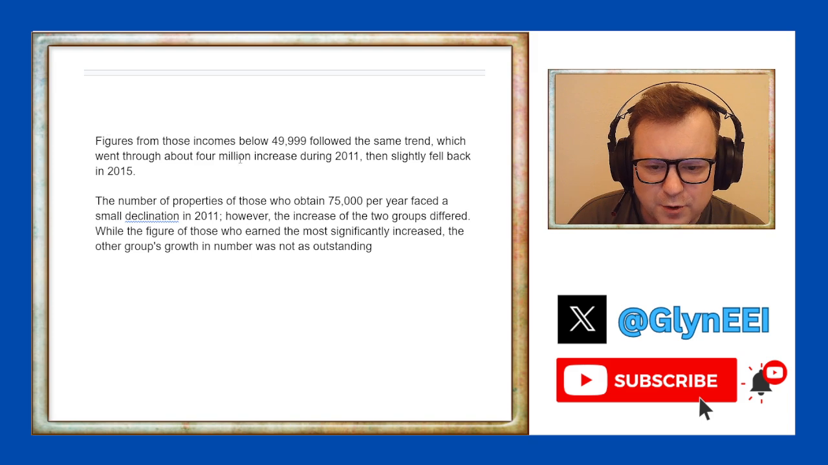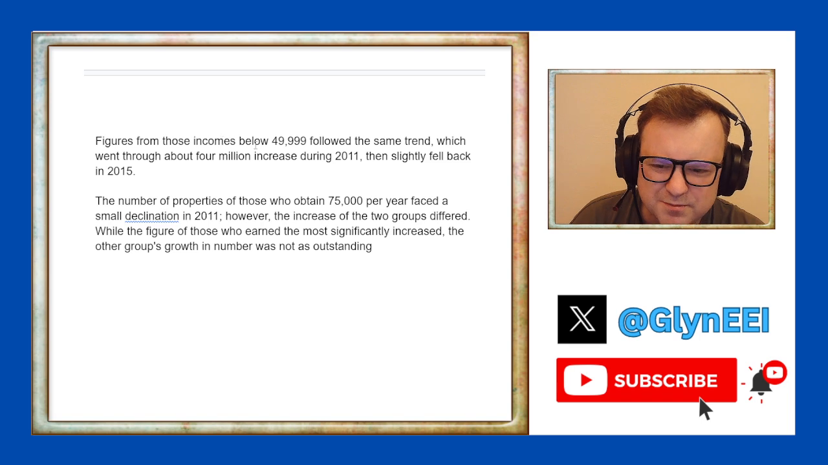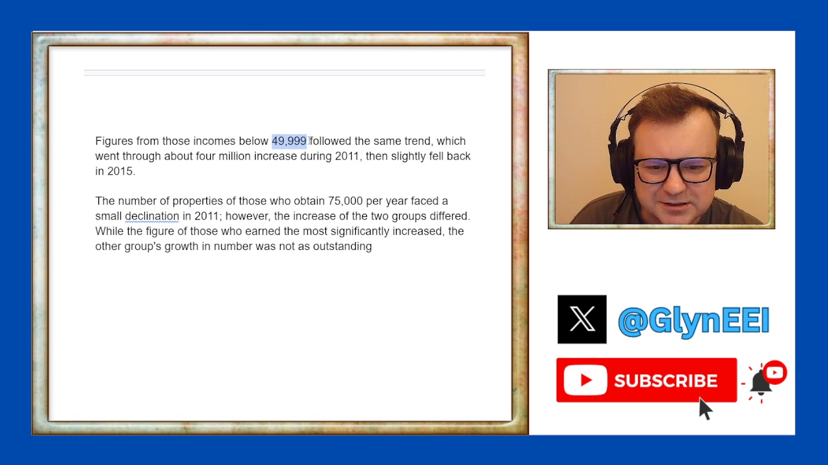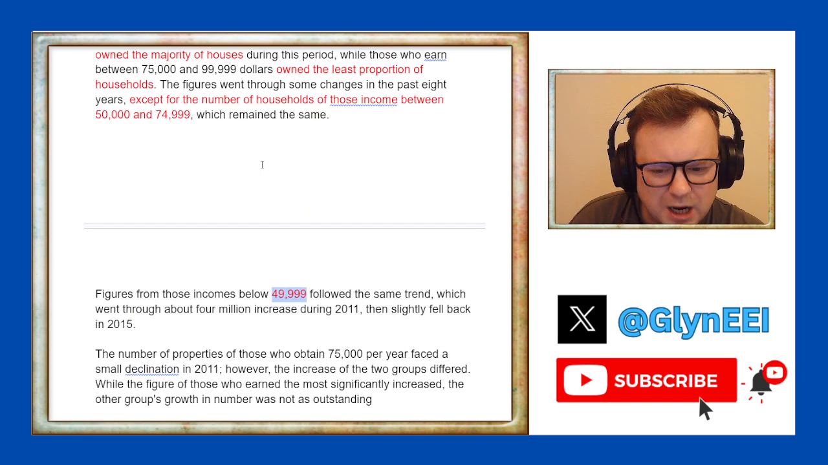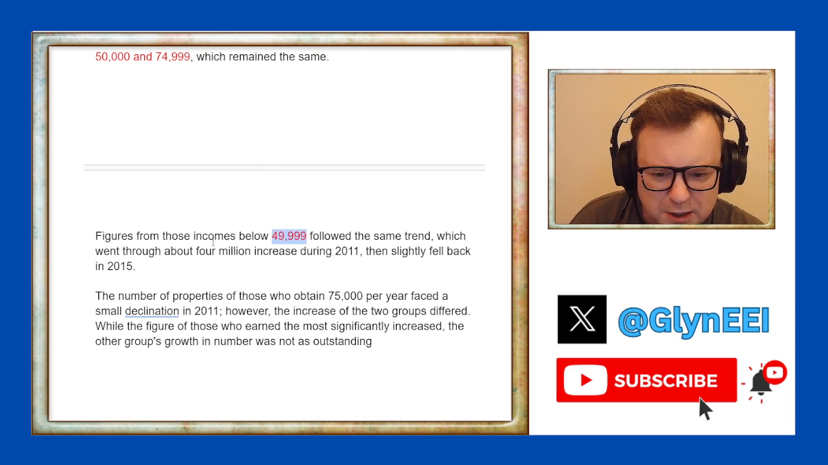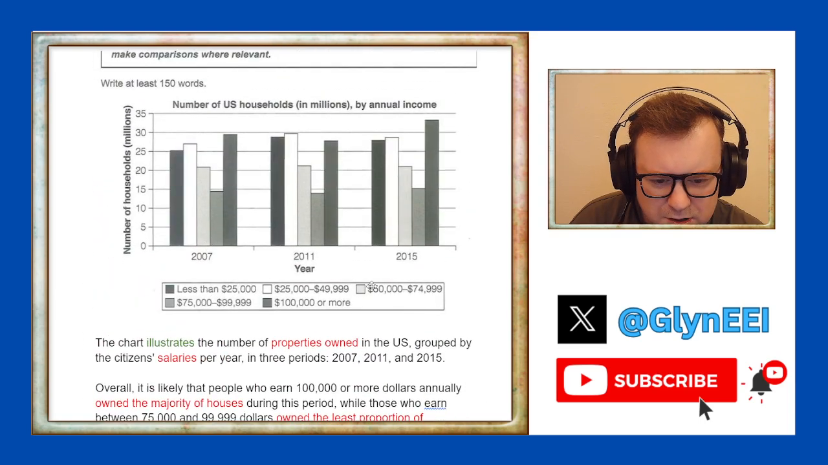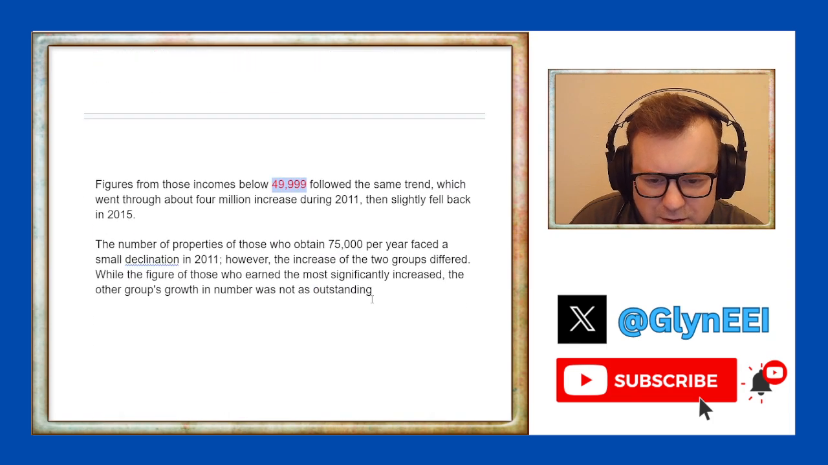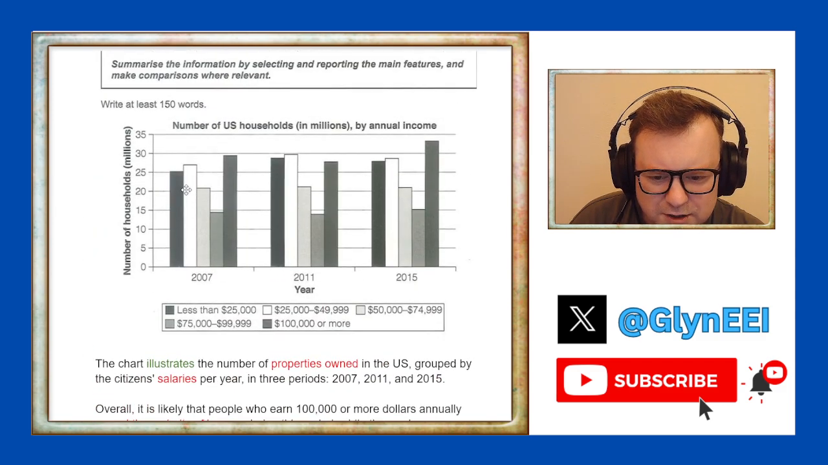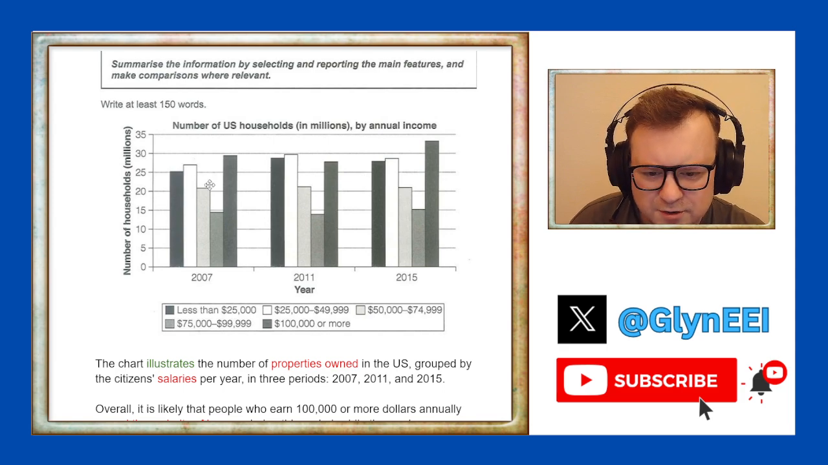Okay, moving on. Figures from those incomes below $49.19. We need to mention that it's dollars. Followed the same trend. The same as what? The same as each other, perhaps. Figures from those incomes below 50,000. So below 50,000, that should give us two groups, right? Less than 25 and 25 to 50. They followed the same trend. Did they follow the same trend? First two groups. Yeah, I guess they did follow the same trend, didn't they?